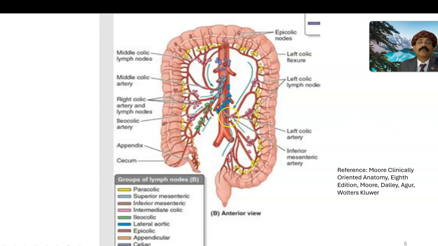Okay, so this is the inferior mesenteric lymph node. Rectum, the upper part of the rectum goes to the inferior mesenteric lymph node. The lymph from the upper part of the rectum goes to the inferior mesenteric lymph node.